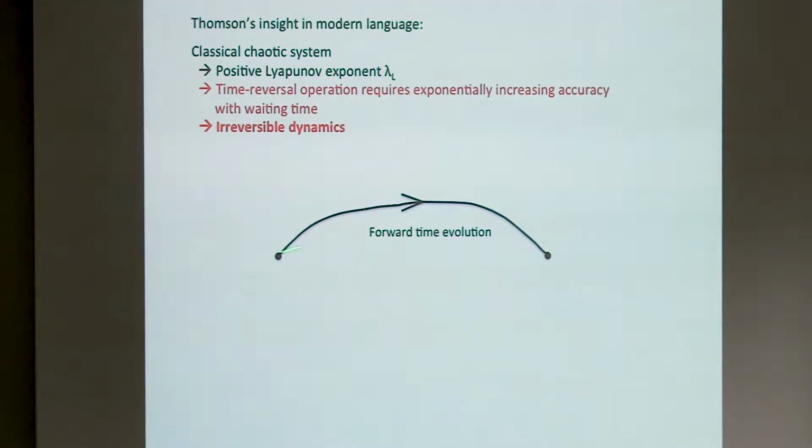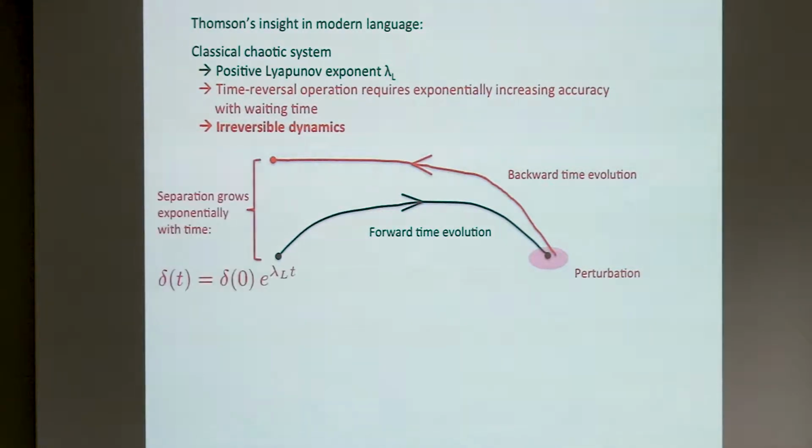So here again, if the forward time evolution, then we have some small perturbation. We run back, and if this thing grows exponentially, then we have a positive Lyapunov exponent. So this is the classical setting.